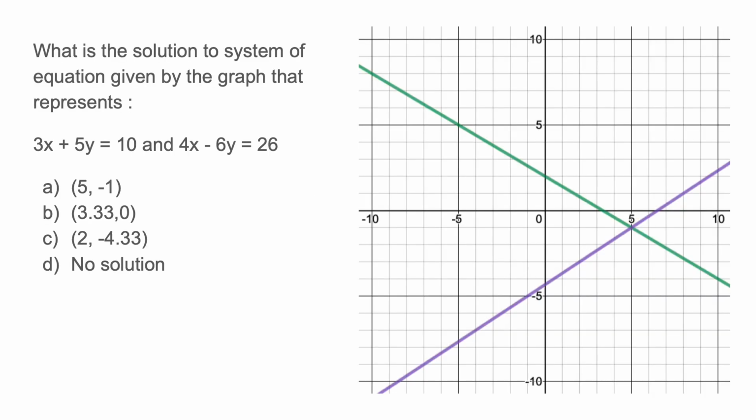So here's the first one. I'm going to get my highlighter. What is the solution to the system of equations given by the graph that represents these two equations? So if I remember correctly, when it's asking for a solution, this means intersection.